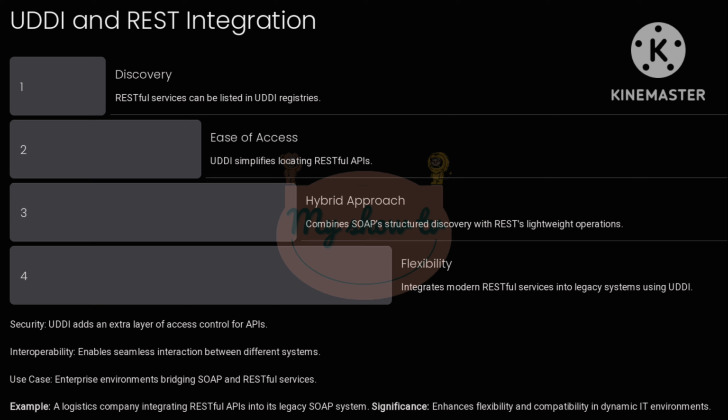For example, a logistics company might use UDDI to integrate new RESTful APIs into its existing SOAP-based system, ensuring interoperability and flexibility. This hybrid approach leverages the strengths of both technologies, providing a seamless and scalable integration experience.